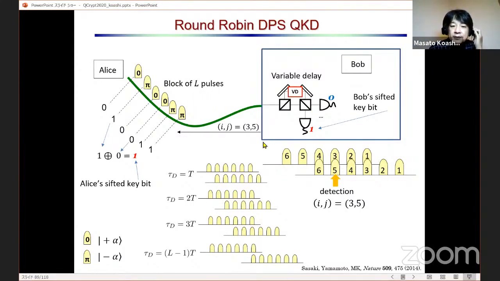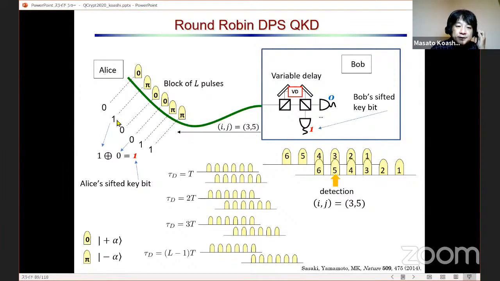And Bob makes a measurement on the whole block of L pulses using a delayed interferometer here. This delayed interferometer chooses the value of delay uniformly randomly among all the combinations of delays. Then Bob has a detection at some timing. If Bob detects a photon at some timing, then Bob knows the phase difference between the third pulse and the fifth pulse. Then Bob tells Alice the numbers 3 and 5.